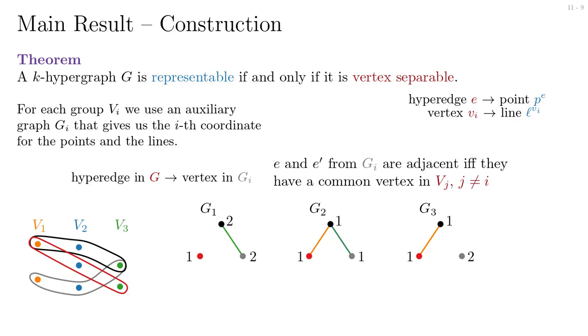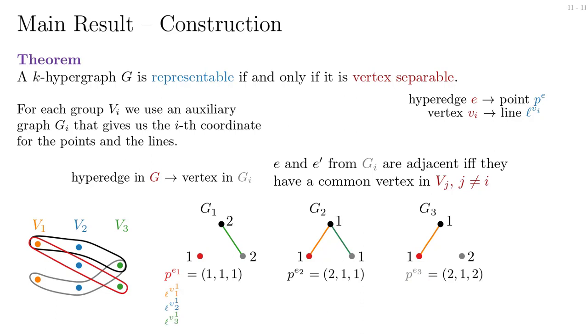G2 has only one connected component, so all vertices becomes 1, and G3 correspondingly 1 and 2. These numbers are exactly our coordinates for the corresponding points in the point line cover instance. So every point that is corresponding to the hyperedge gets its own coordinates. For example, the red point corresponding to this red hyperedge gets 1, 1, and 1.